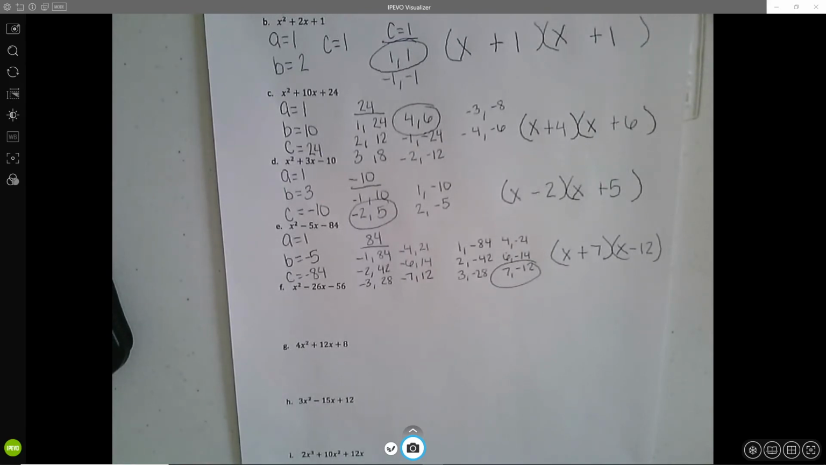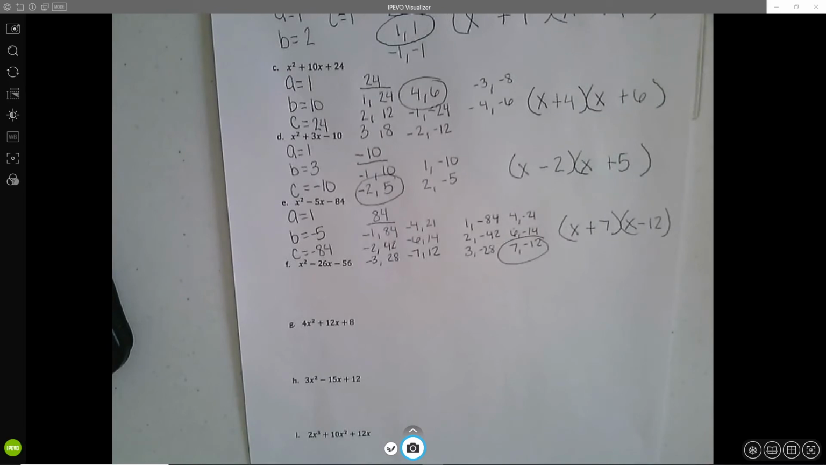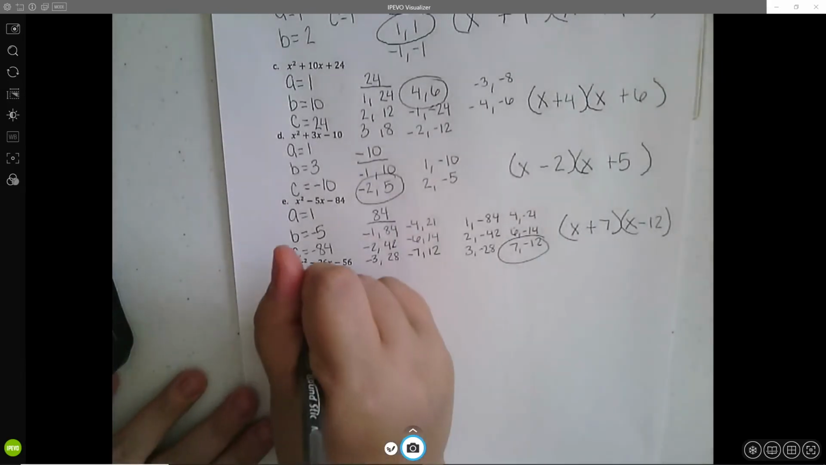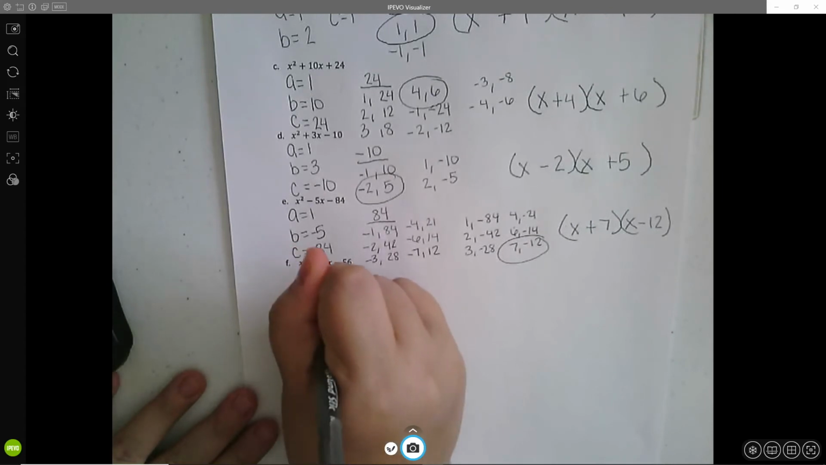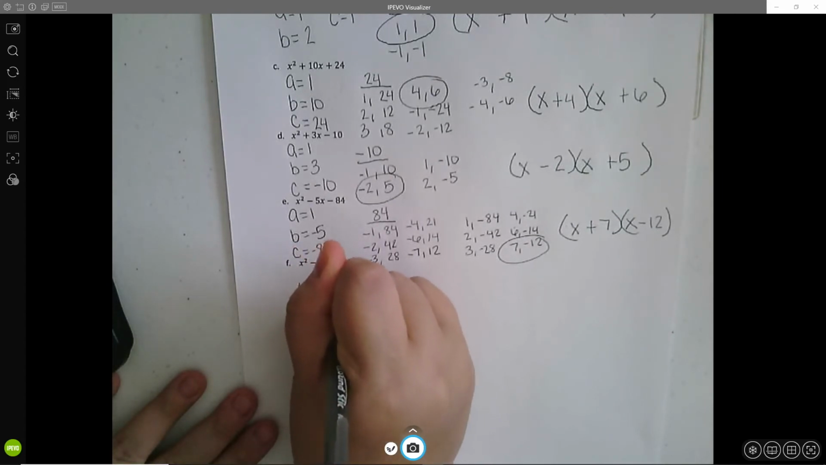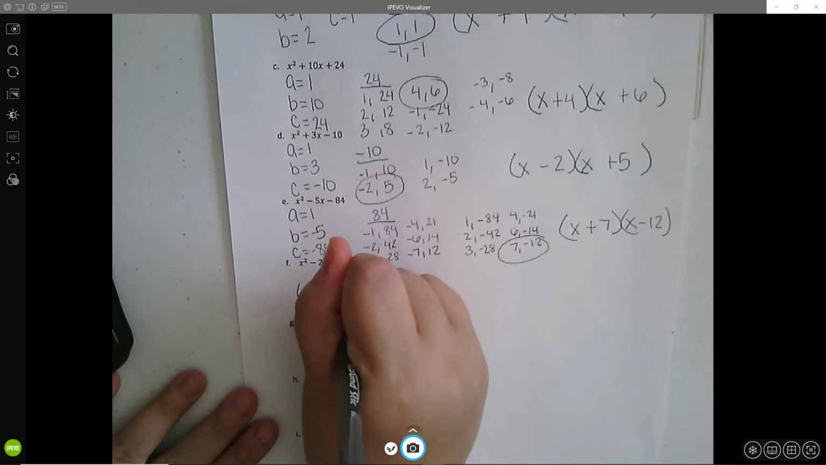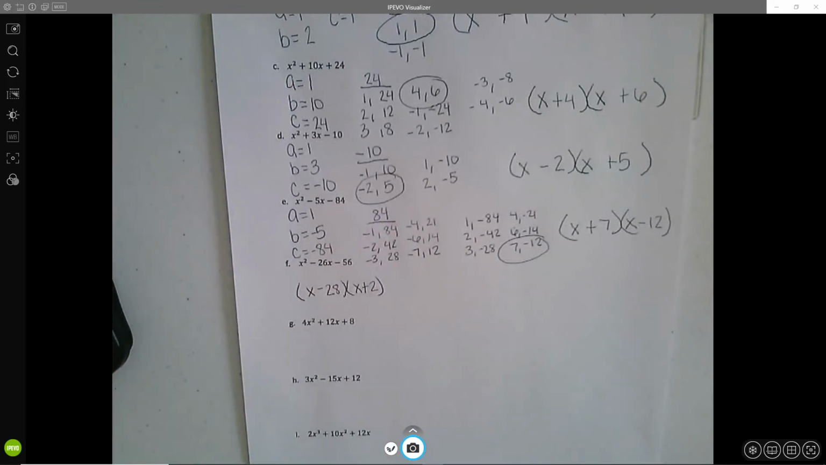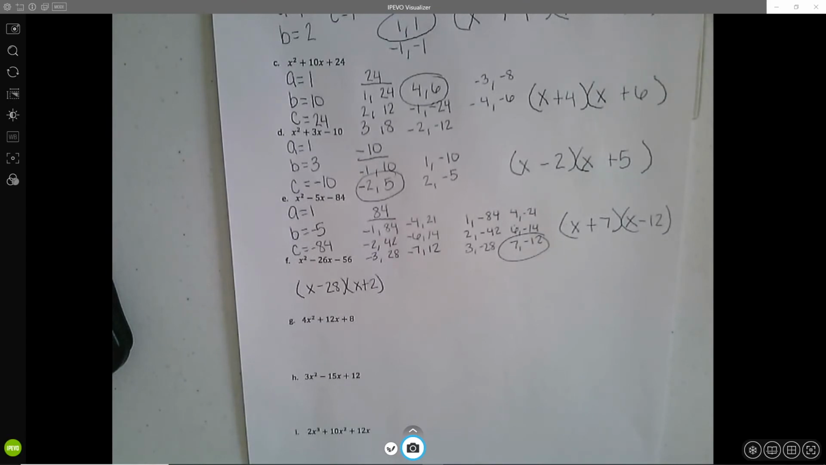Okay, and now we could go through here to the next one. I'm going to just give you this one since it's the same as all the other ones, and we're going to get down here to some GCF ones. The answer for F would have been x minus 28 and x plus 2. Try it out. If you don't get it, let me know in the questions, and I will go through that one in class.